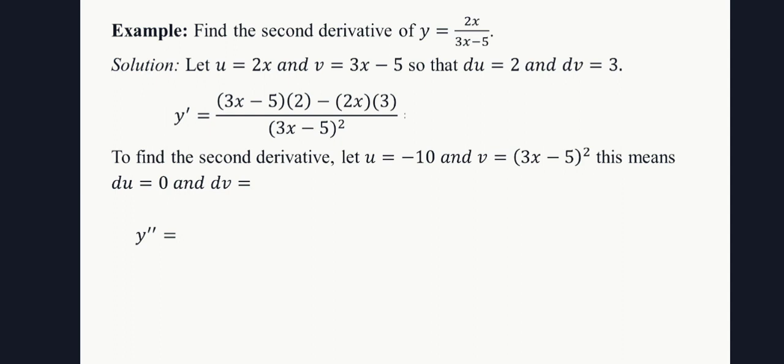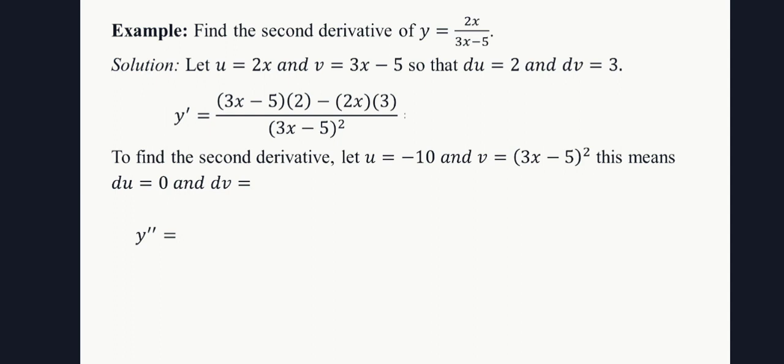Then, punta tayo sa formula ng quotient rule. So, to get the derivative of your function using quotient rule, that is equal to what? V times the du minus u times dv all over the square of your v. So, we get, substitution lang tayo, 3x minus 5. Ito yung value ng v multiplied by du which is 2 minus your u which is 2x times dv which is 3 all over the square of v which is the square of 3x minus 5. So, ito na yung first derivative natin.